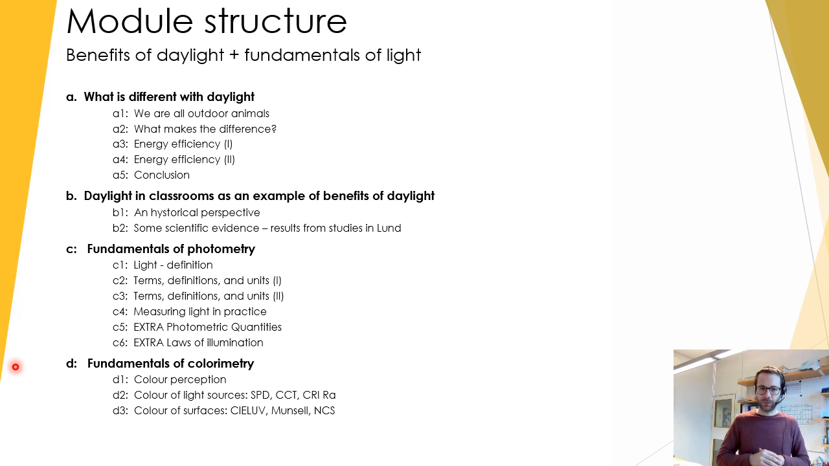And after that, you will also have a lecture on colorimetry, dealing with color perception and the CIE colorimetry system, and very important concepts that will be needed in the rest of the education, like the color of light sources and what a spectral power distribution, SPD, is, what correlated color temperature, CCT, is, and what color rendering is. And I will also introduce you to which systems are used to represent or describe the color of surfaces.